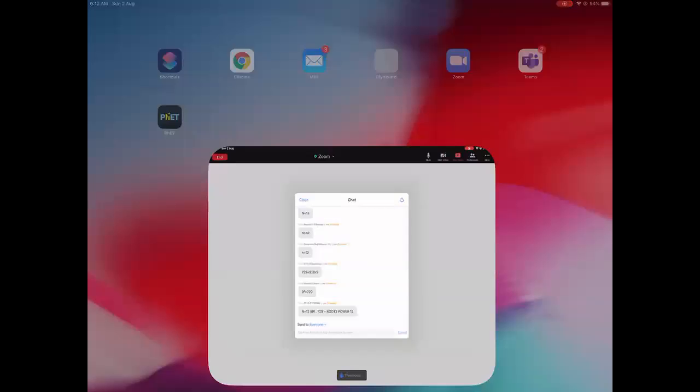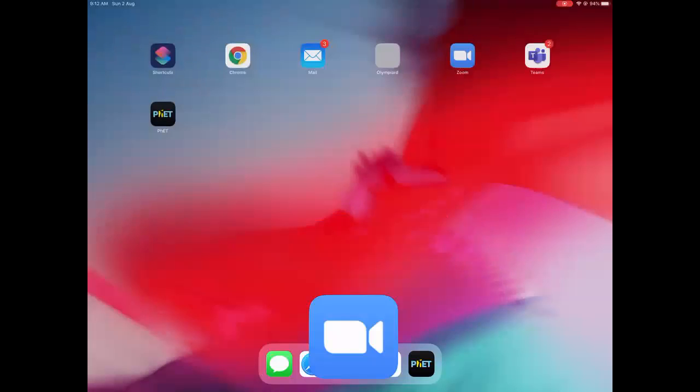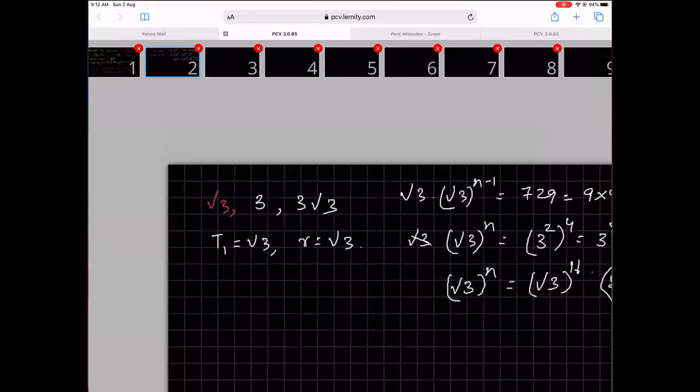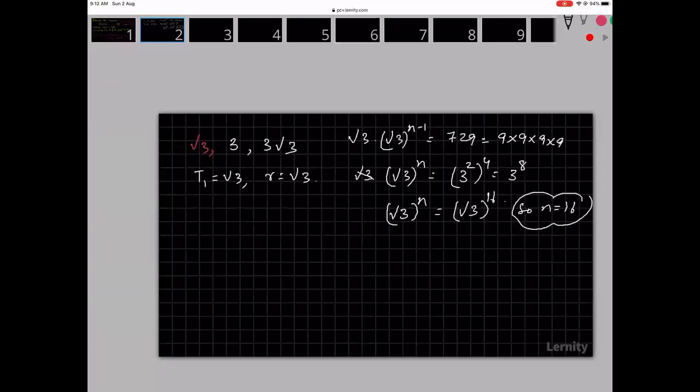729 is root 3 power 12, you are saying. Okay, let me see. Oh yeah. 9 into 9 is 81, into 9. Okay, yeah, sorry, one extra 9 I brought in. You guys only are correct. I am becoming old. Yes, n is equal to 12. I am wrong, you all are correct.